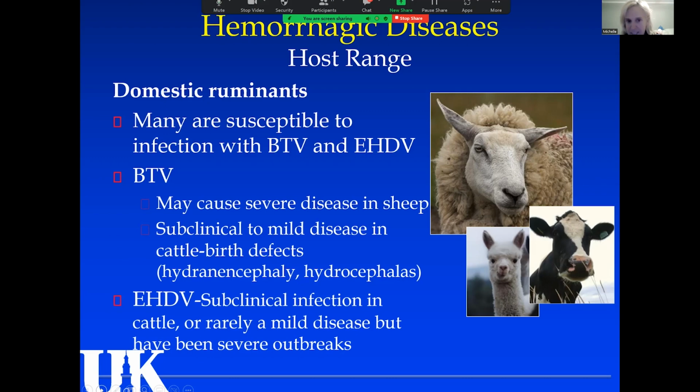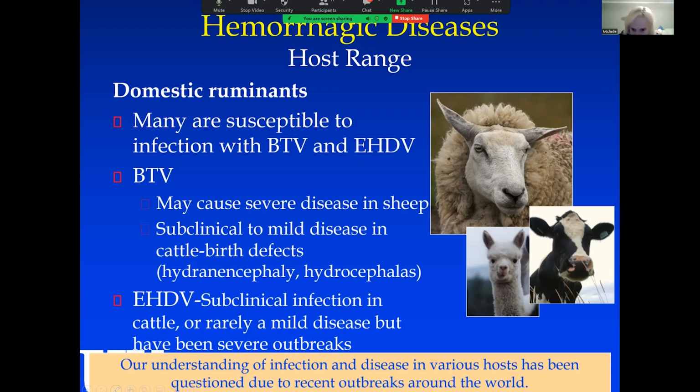Blue tongue virus tends to cause more severe disease in sheep. And then it's usually subclinical or mild in cattle, and also in yaks as well. And then EHD virus is most of the time subclinical in cattle. Again, white-tailed deer are the main focus of EHD, but it does cross over into cattle and yaks, and you get subclinical infection generally, or it's mild disease. But there have been some severe outbreaks in the past.